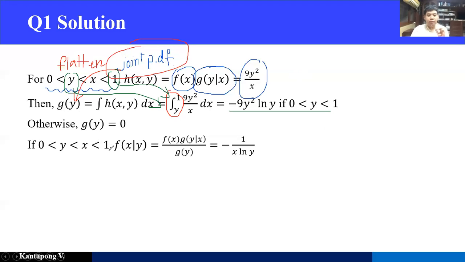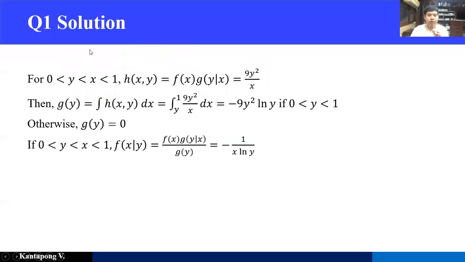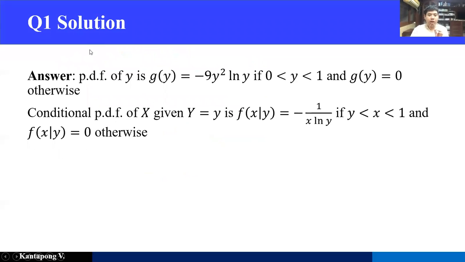And then if we are going to find f of x given y, we have the conditional in the reverse direction. So here, we are going to use Bayes' Theorem, okay? And after multiplication, we get this answer within the same boundary as the first one, okay? So clear? This one is intended to be easy, okay?